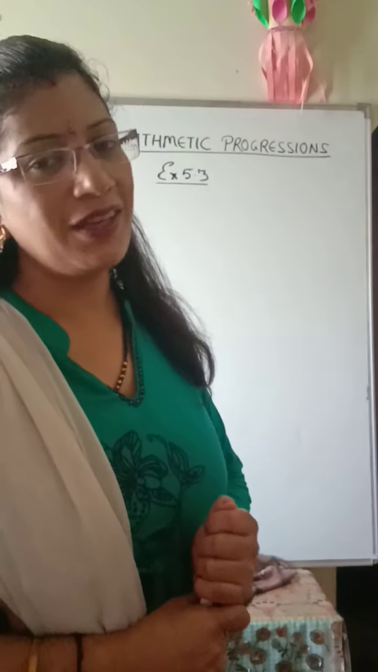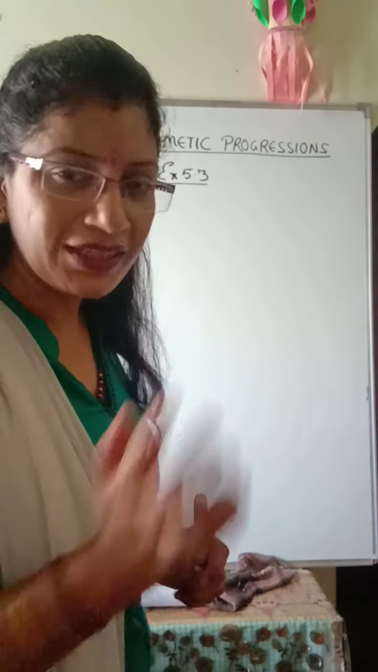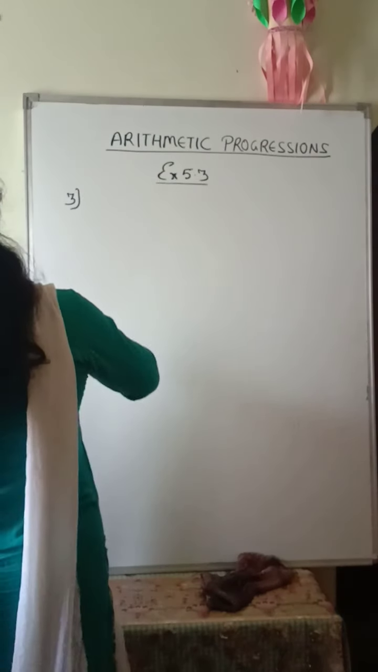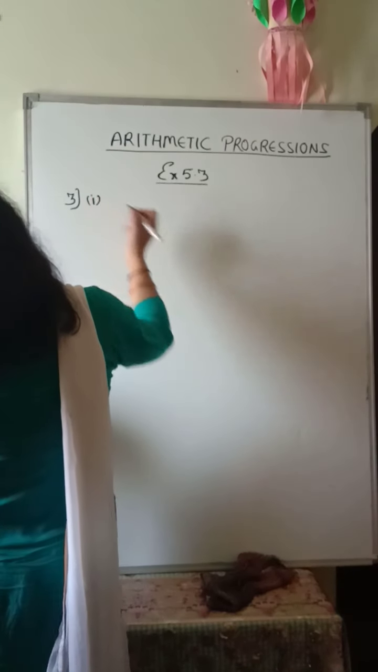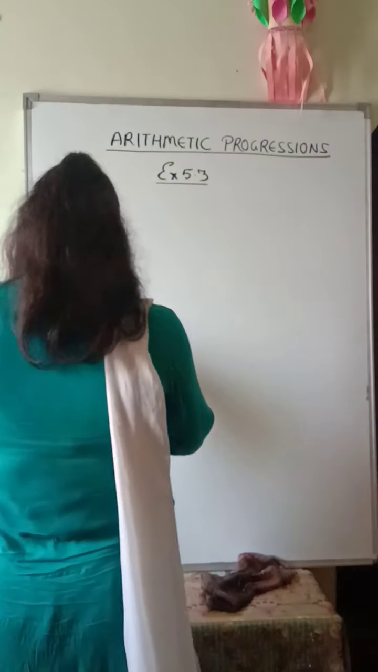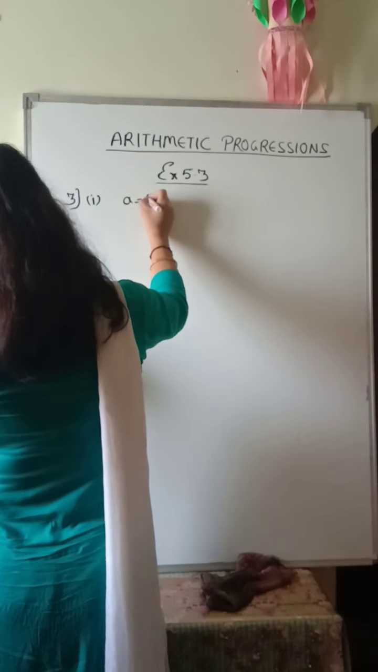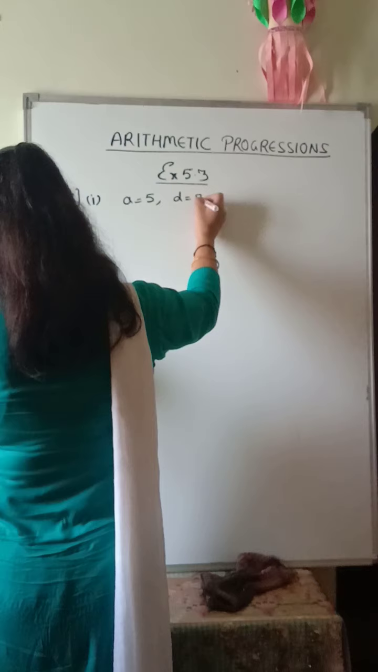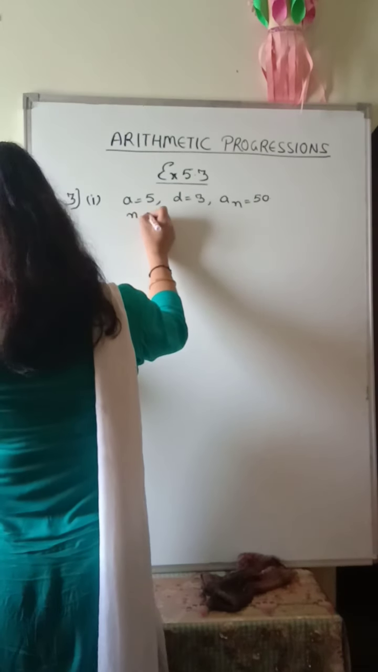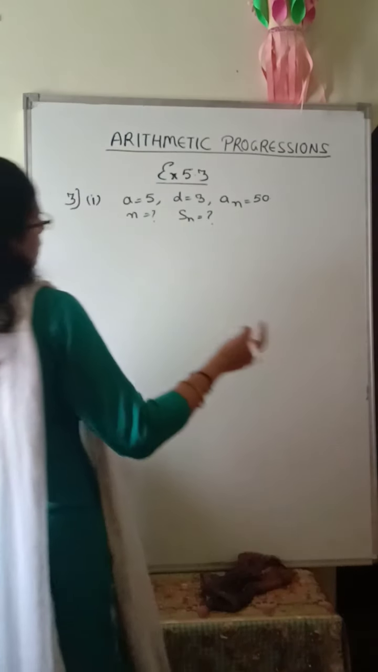Now today, in this video, we are starting question number 3. So let us quickly start our third question without wasting much time. The first part of our third question is about an AP. You are given many APs in many parts. There are 10 parts. The first part is a equals 5, d equals 3, and the nth term equals 50. You have to find n and the sum of n terms. Okay, so now let us start.